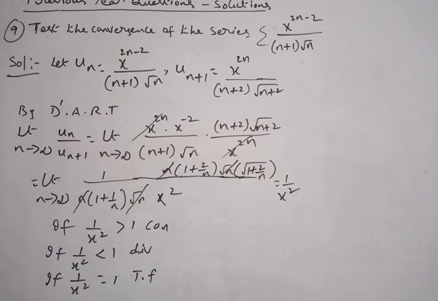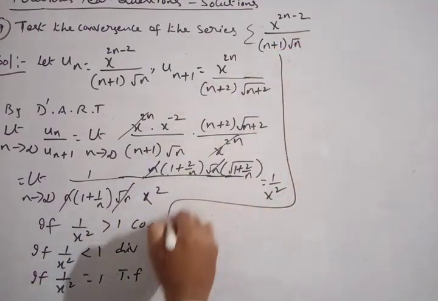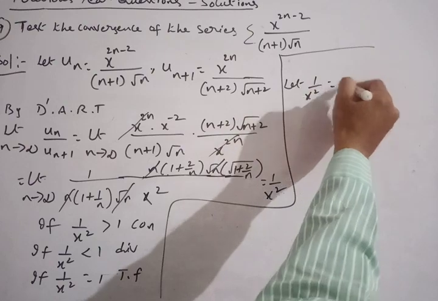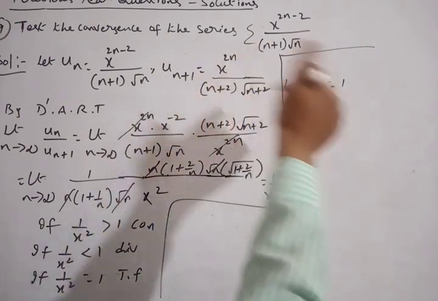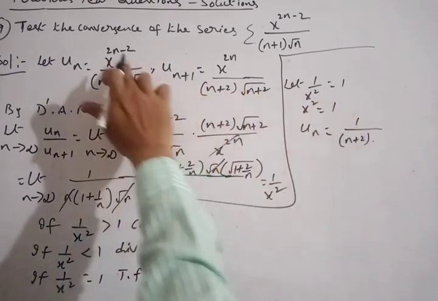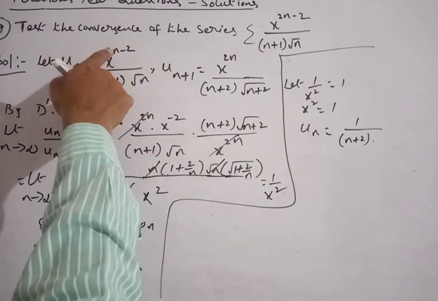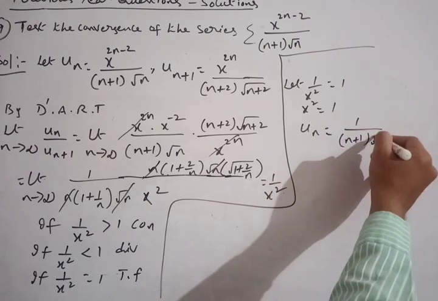Let 1 by x square is equal to 1. That means x square is equal to 1. Un becomes x square whole power n, 1 by n plus 2 into here x square is 1, so 2 is common, n minus 2, so 1 power n minus 2, so 1 by n plus 1 into root n.